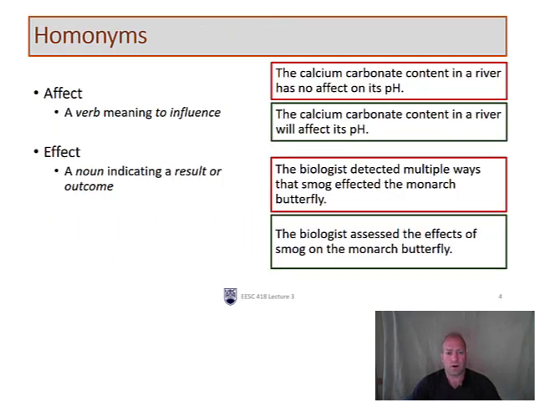Okay, so let's get into the homonyms. The first, and I would say the most important from an environmental science perspective, is these two. We use these two words a lot. So affect is a verb meaning to influence. Effect is a noun indicating a result or an outcome. So I've shown some examples here on the right.